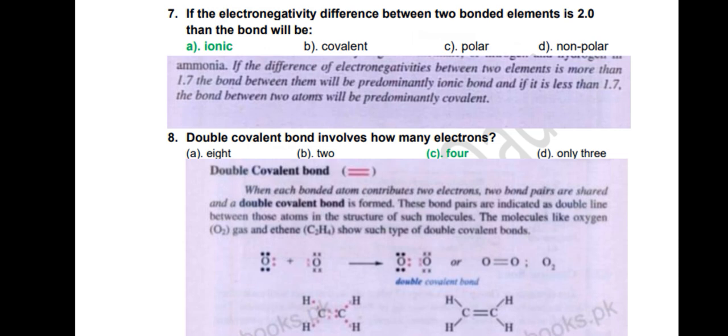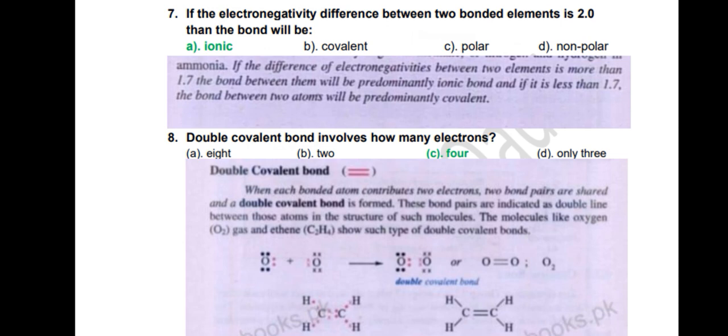If the electronegativity difference between two bonded elements is 2.0, then definitely the bond will be ionic, because if the electronegativity difference is greater than 1.7, the bond will be ionic, and if the electronegativity difference is less than 1.7, the bond will be covalent. It might be polar or non-polar.